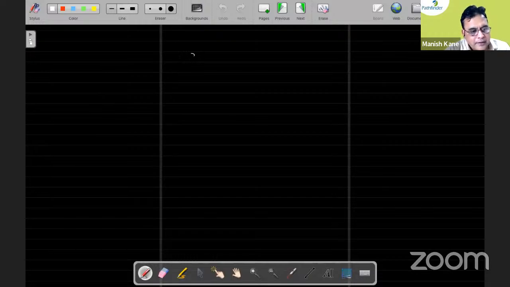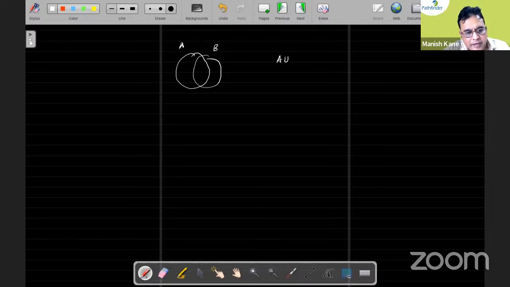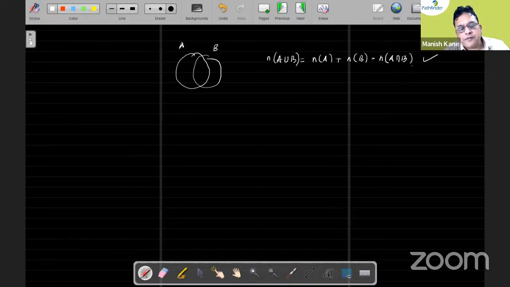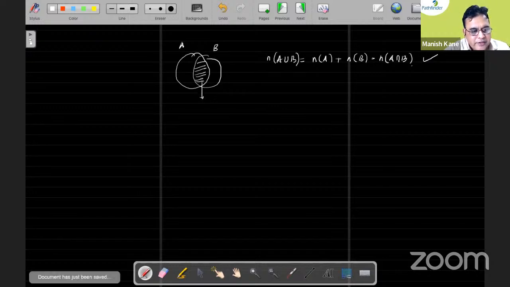Number one, when two sets A and B intersect, we have A union B is equal to, in fact, I should write it this way, number of elements in A plus number of elements in B minus number of elements in A intersection B. This is the first thing you ought to know. And what is A intersection B? The shaded portion is A intersection B.